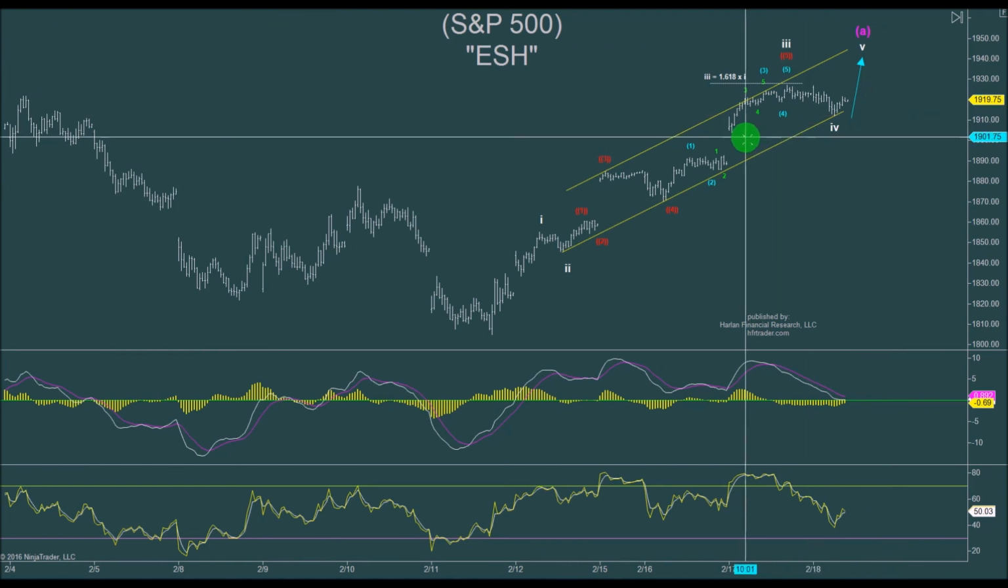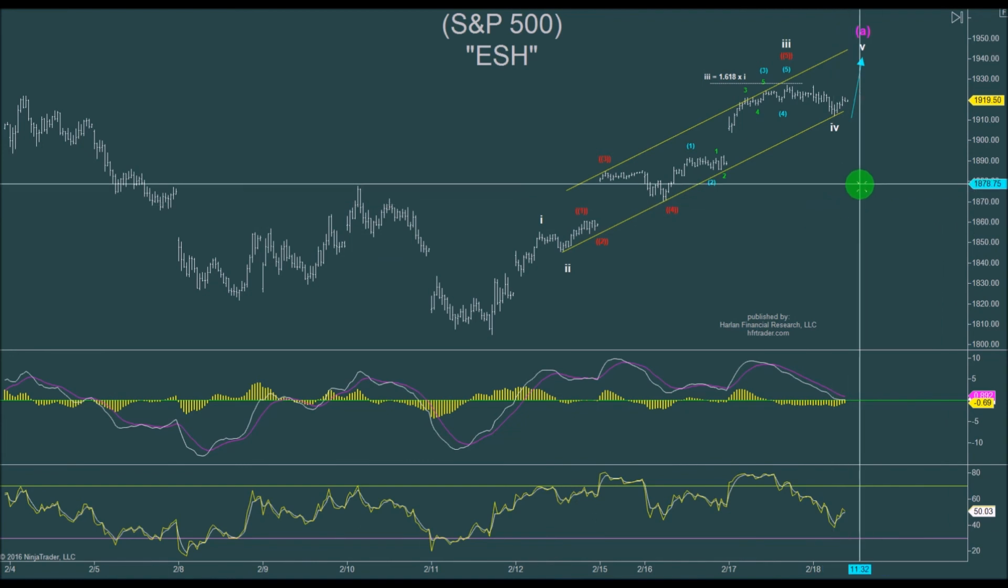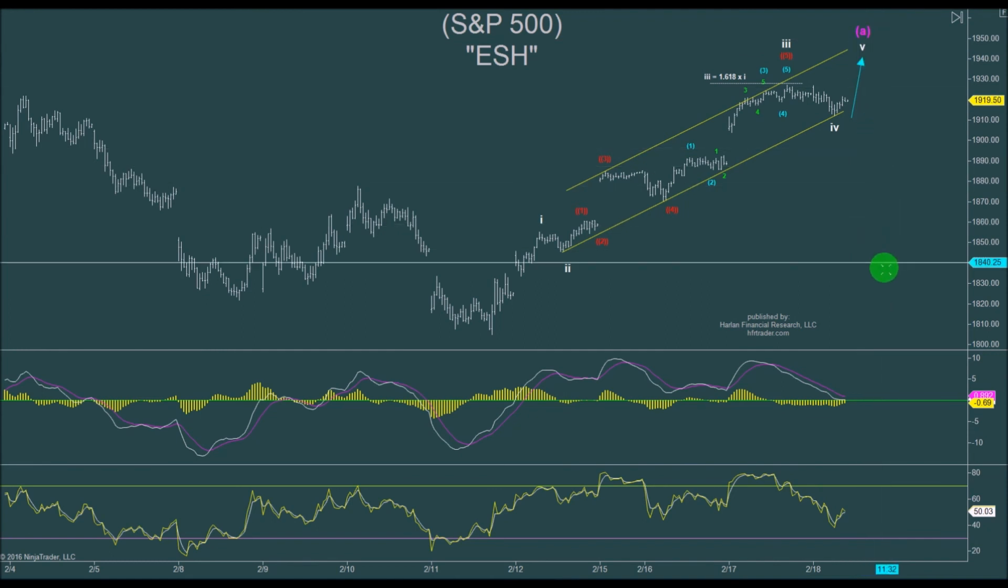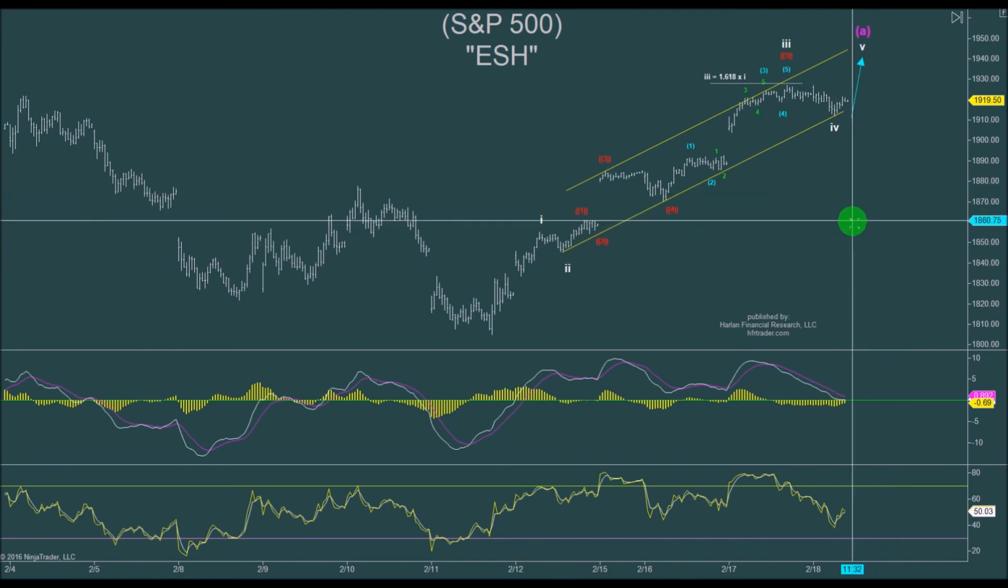We have a large gap here. We have another gap here. And we have a gap down here. So these gaps will be filled. It's just a matter of when. So we'll do another video to bring everybody up to date as this pattern unfolds, and as we see a top of wave A, look for the wave B down. We'll be back with another update as soon as we have more data.